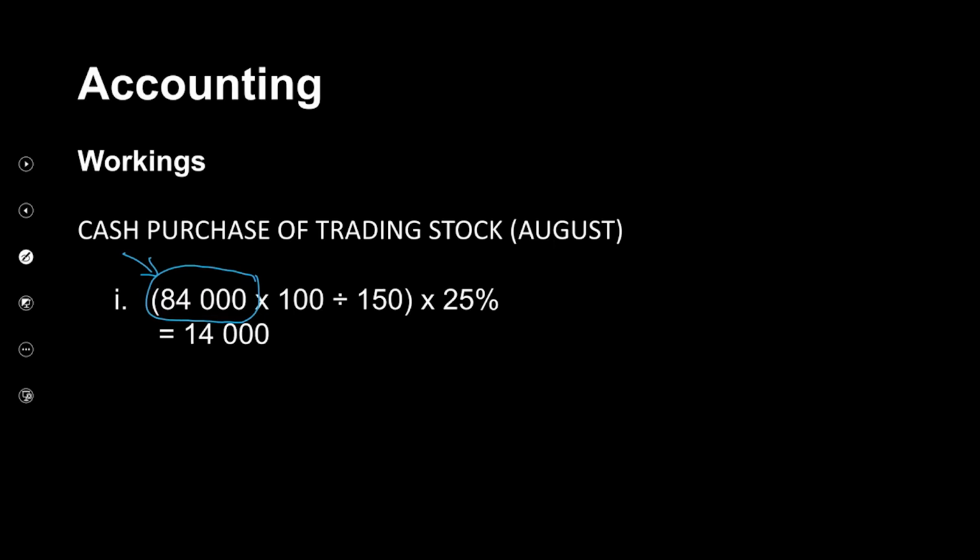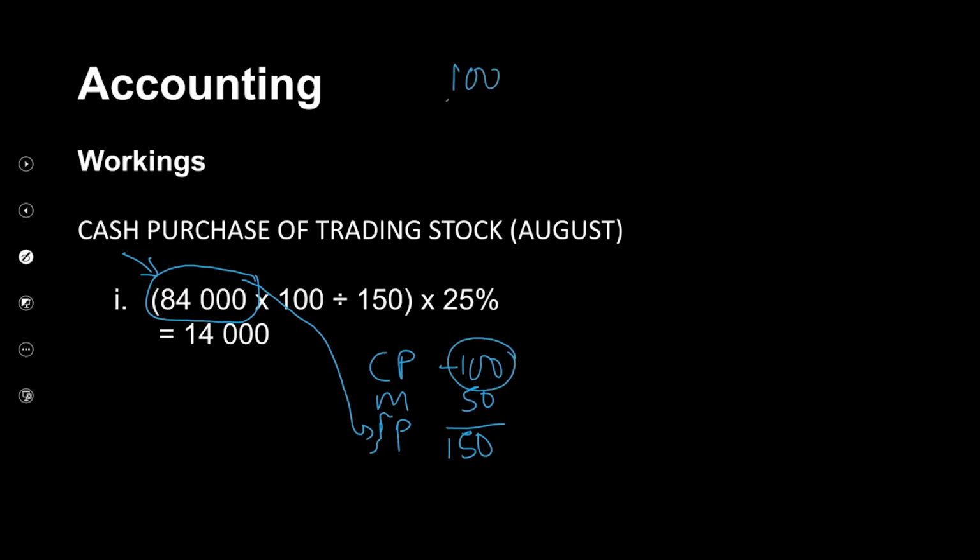How do we do that? Times 100. Let's do the calculation together so you can see it. Once again, cost price, markup, selling, right? Your cost is 100, your markup is 50, your selling is therefore 150. So it's 84,000, which is my selling price here, times 100 over, so in order to determine your cost price, it's 100 over 150 times your actual selling price. Okay, now multiply by 100, there's my 100, divide by 150, as you can see, there's my 150 times.